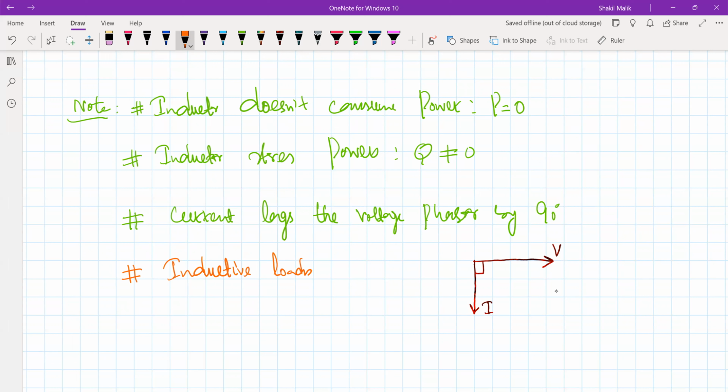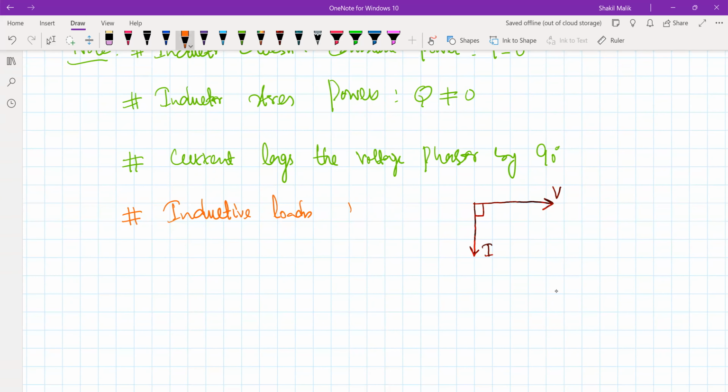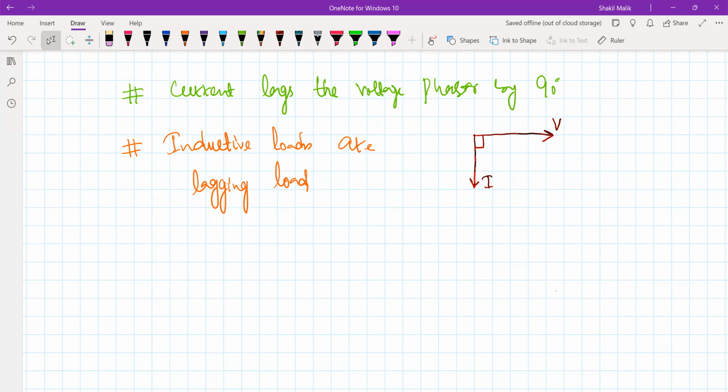Inductive loads, what do I mean by inductive loads? It means where the inductance is present. Inductive loads are lagging loads, they are called lagging loads. All right, so I hope you get the meaning of this. Now, what is the example of a lagging load?